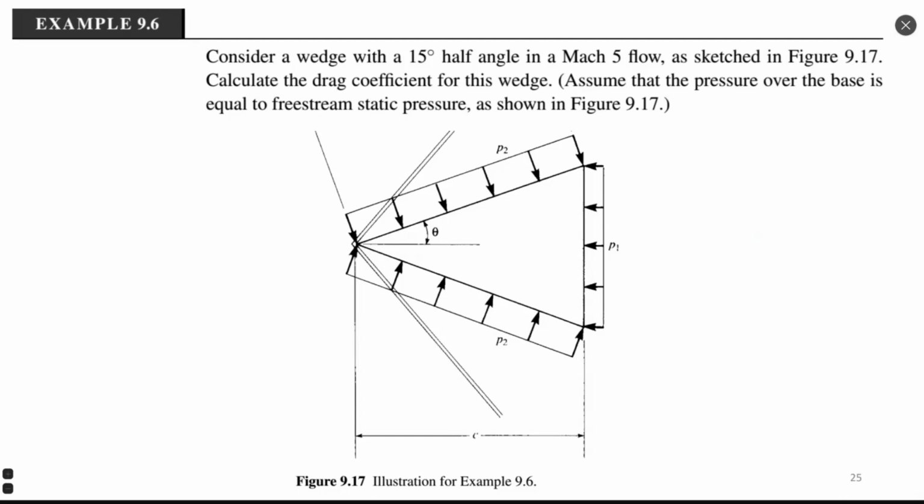Example, sorry, I have some problem here. Example 9.6 is about calculation of the drag coefficient when flow passes through the wedge. How to calculate the drag coefficient? We need to calculate drag, divided by dynamic pressure and characteristic area or size. This size for us is c, as denoted on the picture. Because it's a two-dimensional structure, we just use c as a reference area.